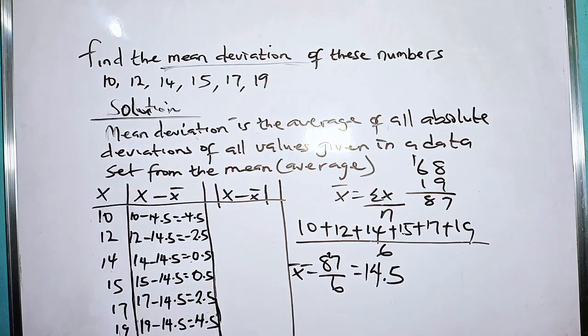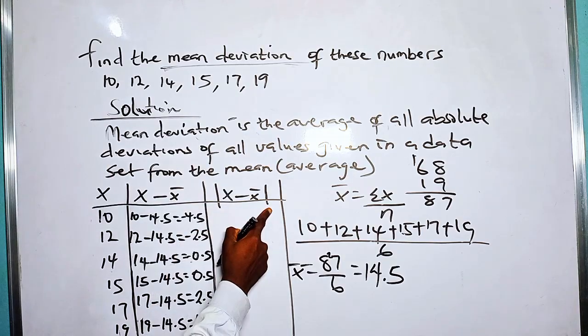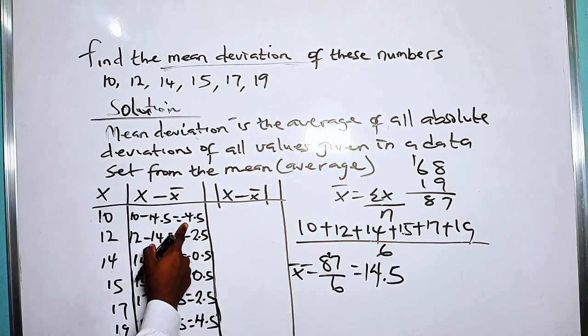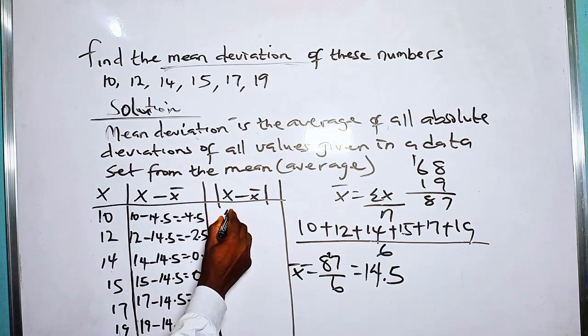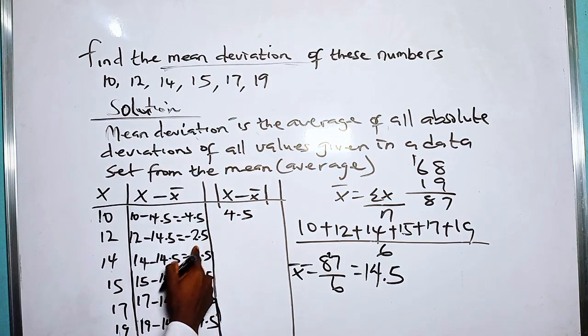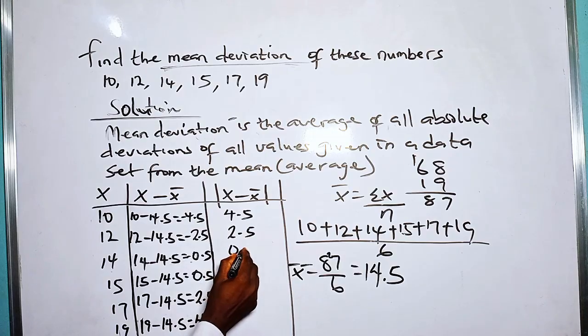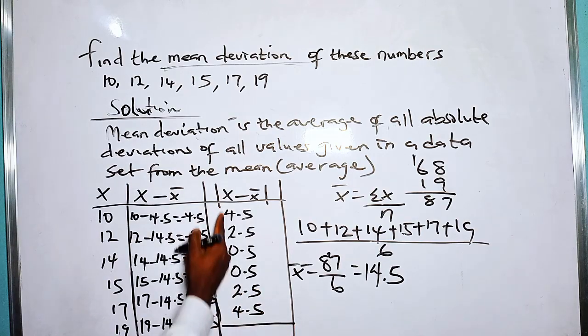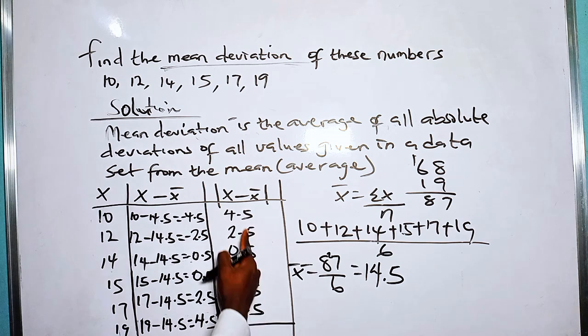The next thing is to look for the absolute deviation. For the negatives, we ignore the sign. So we have 4.5, 2.5, minus 0.5 now is 0.5, then 0.5, 2.5, and 4.5. So what do we do? We sum up all our results, and by the time we sum all this, we have 15.